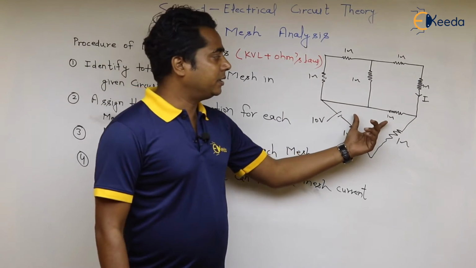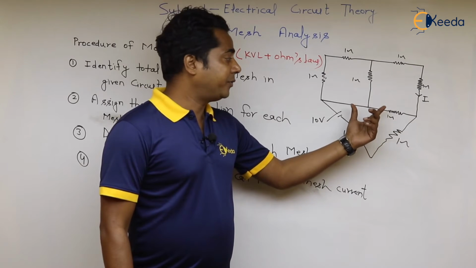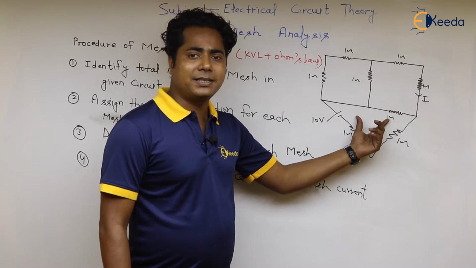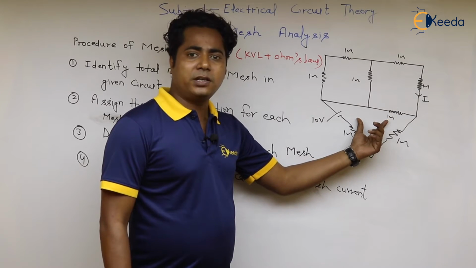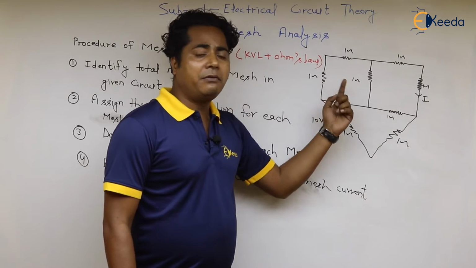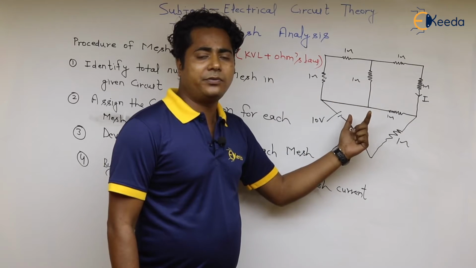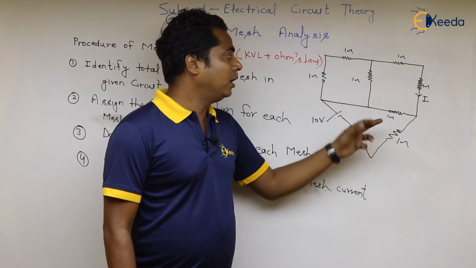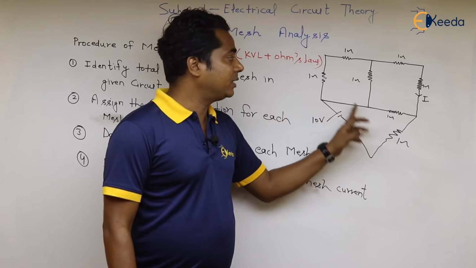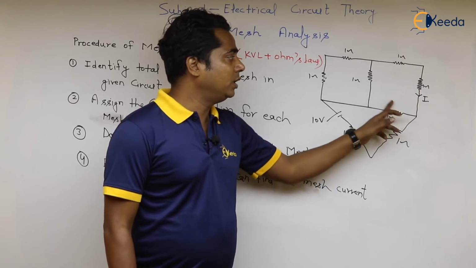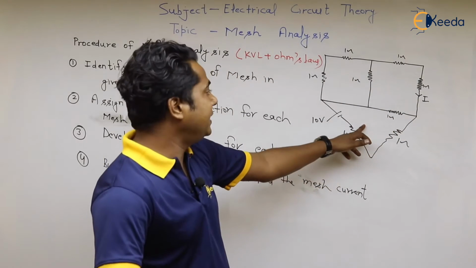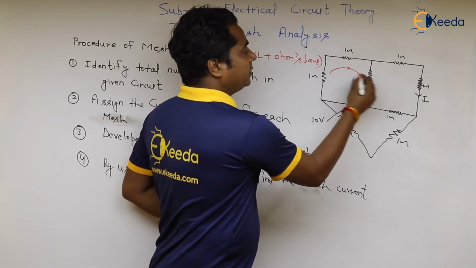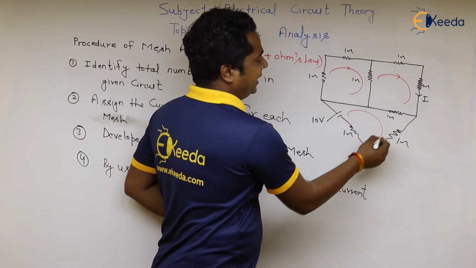Here is the circuit I am taking. From this circuit, I will explain the total procedure of mesh analysis. First of all, in any circuit, we will find out how many meshes are present in the circuit. So here, how many meshes are present? This is 1, this is 2, this is 3. We can take 3 meshes here, 1, 2 and 3.